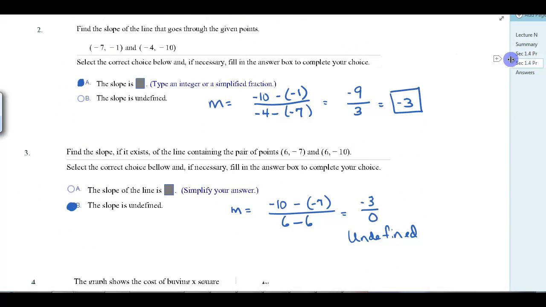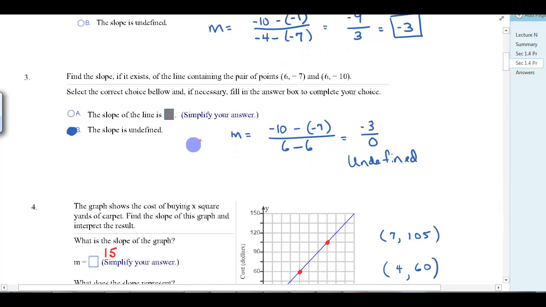Same thing on number 2. We've got this. We're going to do the same thing. Negative 10 minus a negative 1 over negative 4 minus a negative 7. So we have negative 9 over 3, which is negative 3. So in this box, we would have negative 3. All right.